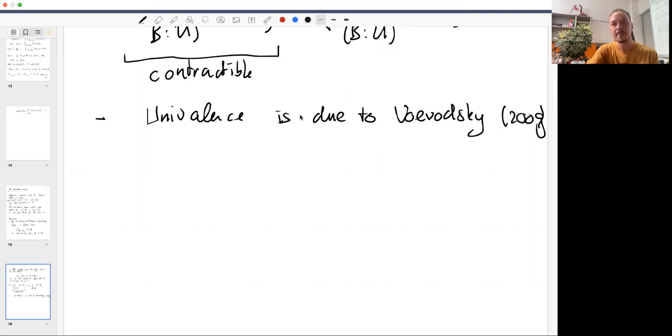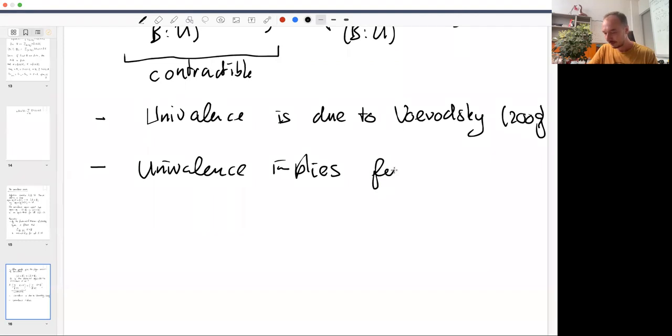They are ongoing. Not only did Voevodsky prove that univalence is consistent, he also proved something very funny, that univalence implies function extensionality.